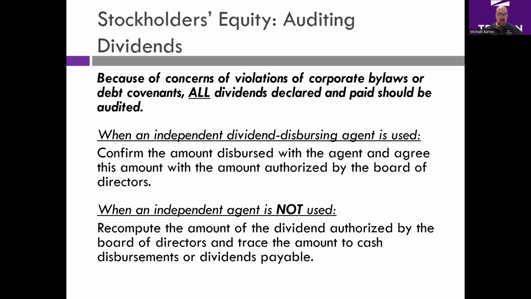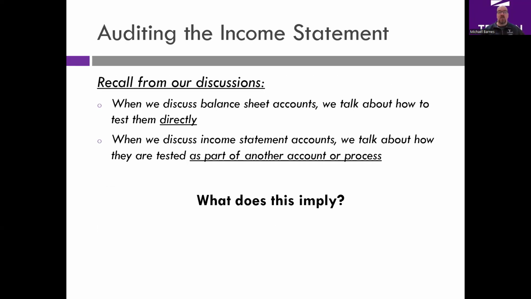All right, last thing we need to talk about is auditing the income statement. Now, recall from our discussions, when we talk about balance sheet accounts, we usually talk about how to test them directly. I just talked a little bit about how we tested fixed assets or property, plant, equipment, long-term debt, and equity and associated dividends. So we're talking about direct tests of those, and we'll continue to do so in chapter 16.